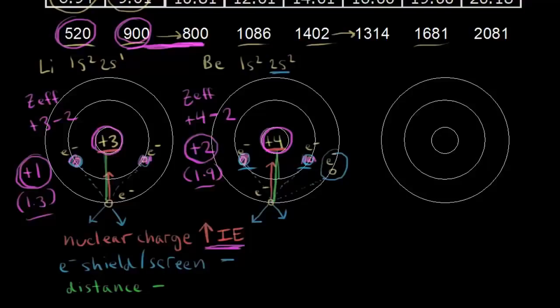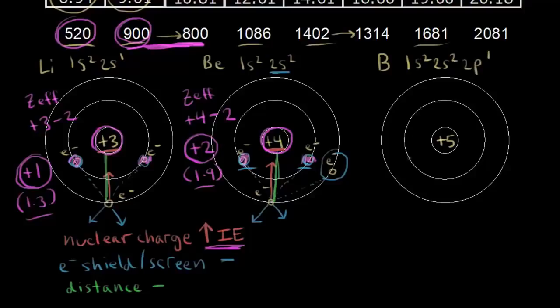So let's draw a picture for boron over here. So boron has one more proton in the nucleus. So there's 5 protons in the nucleus, so +5. In a neutral atom of boron, there'd be 5 electrons. So let's go ahead and write the electron configuration for boron. It would be 1s2, 2s2, and then we would go to p1.